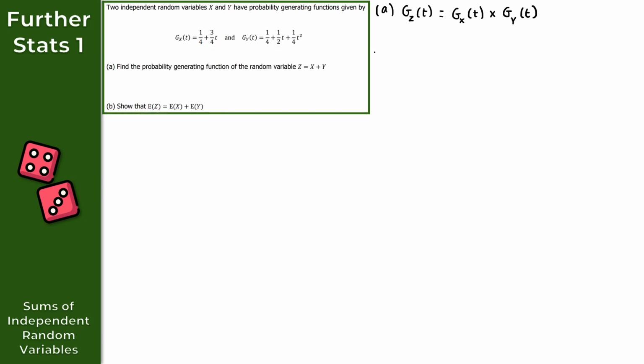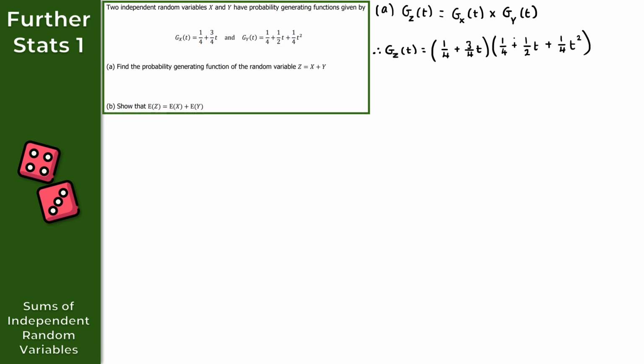So in that case, G_Z(t) will be the product of G_X(t), which is 1/4 + 3/4 t, and G_Y(t), which is 1/4 + 1/2 t + 1/4 t squared. So if I just write that down: (1/4 + 3/4 t)(1/4 + 1/2 t + 1/4 t²).